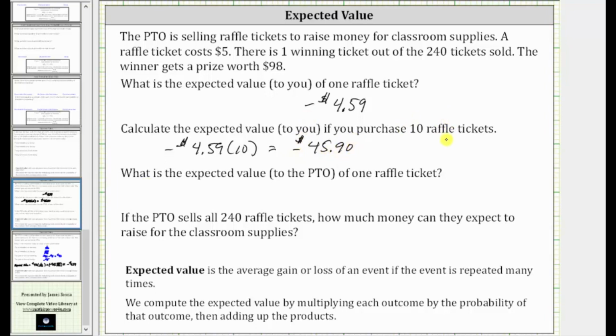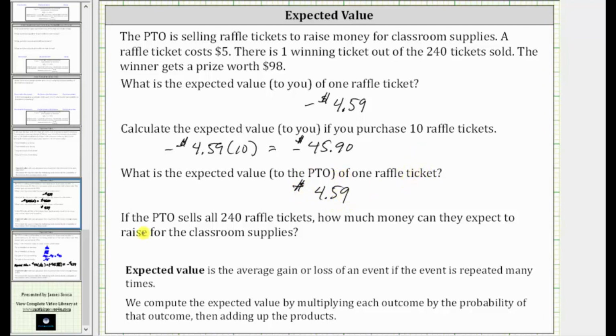The next question is, what is the expected value to the PTO of one raffle ticket? Well, if the expected value to you is negative $4.59, indicating you lose this much per ticket, then the PTO is going to gain this amount per ticket. So the expected value to the PTO is positive $4.59 for one raffle ticket, because they can expect to gain $4.59 per raffle ticket.